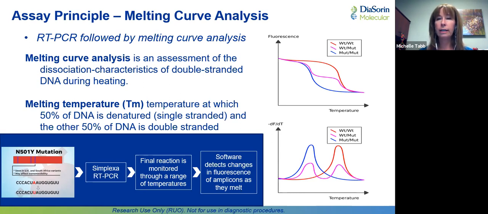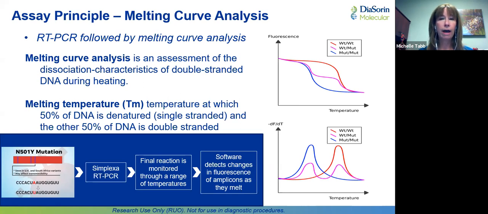So what's shown on the right is what you would see. Post-amplification, the instrument is able to heat the reaction through a variety of temperatures from low to high. And when that happens, you have fluorescence, which starts very high at lower temperatures. And as the amplicons melt apart, the fluorescence decreases. And that happens at a certain rate and in a certain way, depending upon the nucleotides that amplicon is composed of, whether that's wild type or mutant.